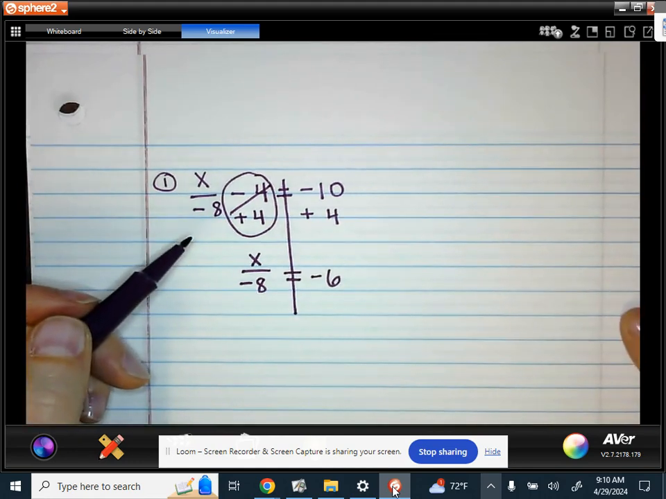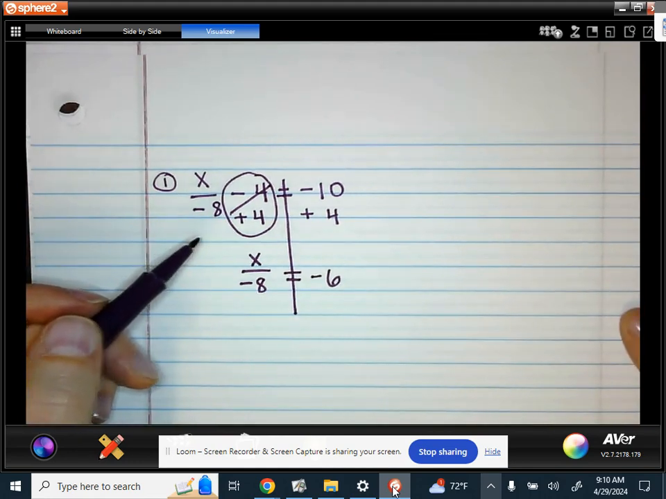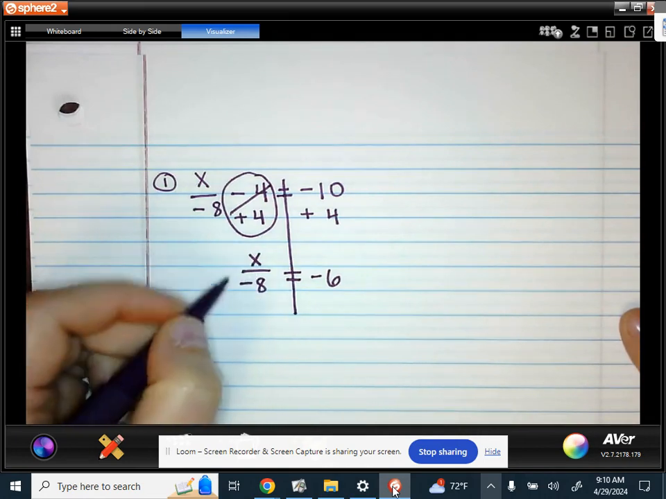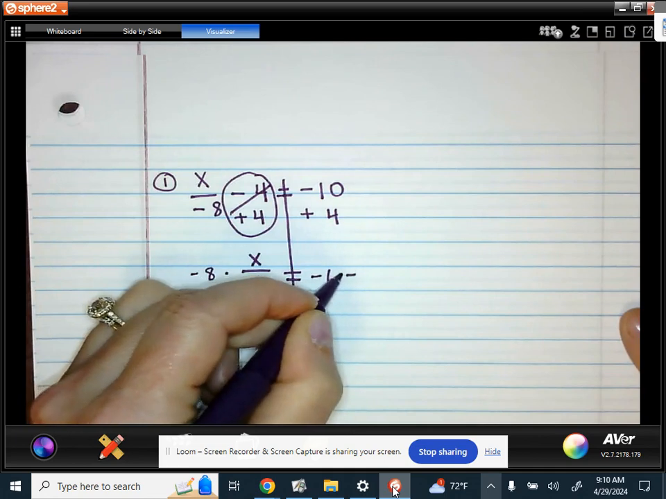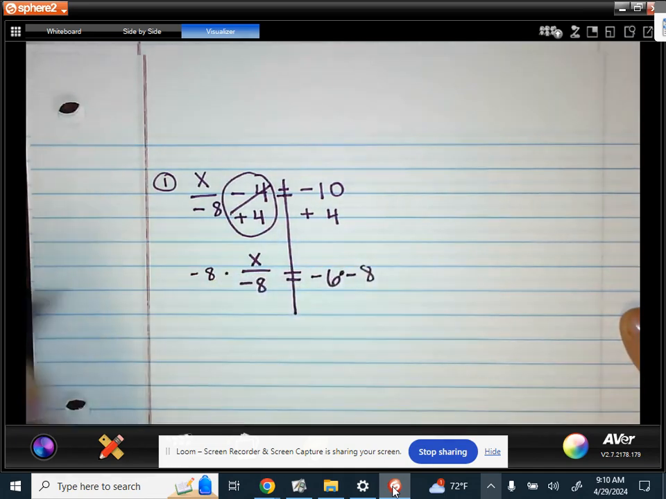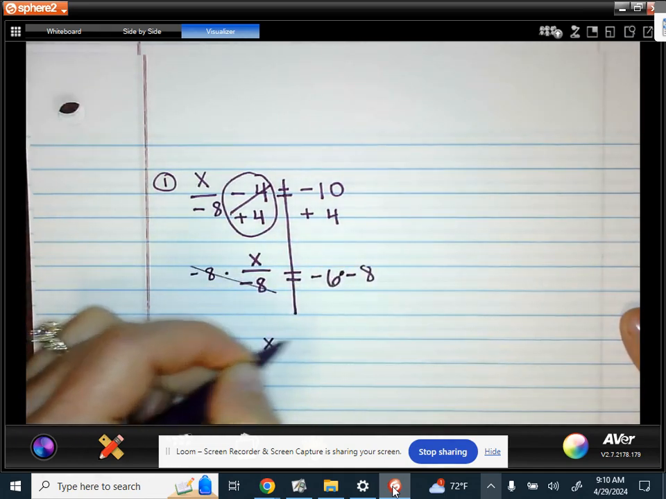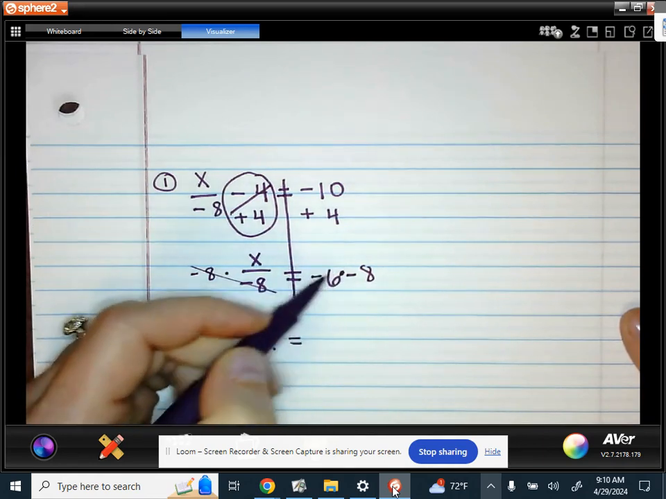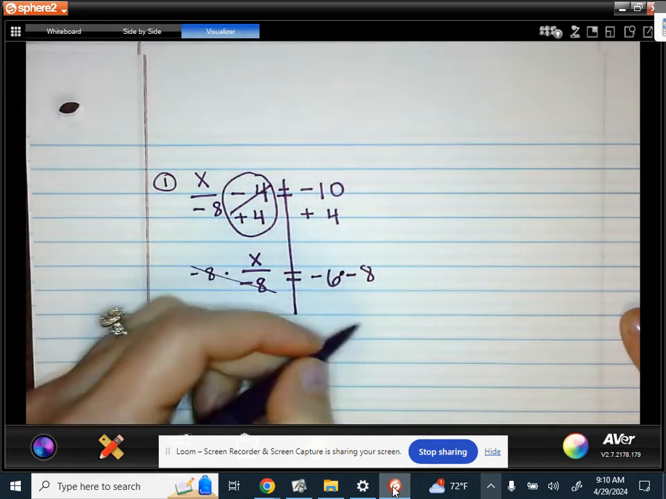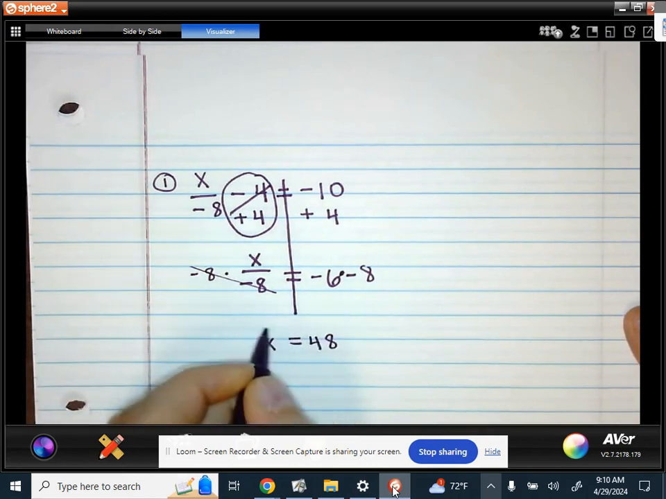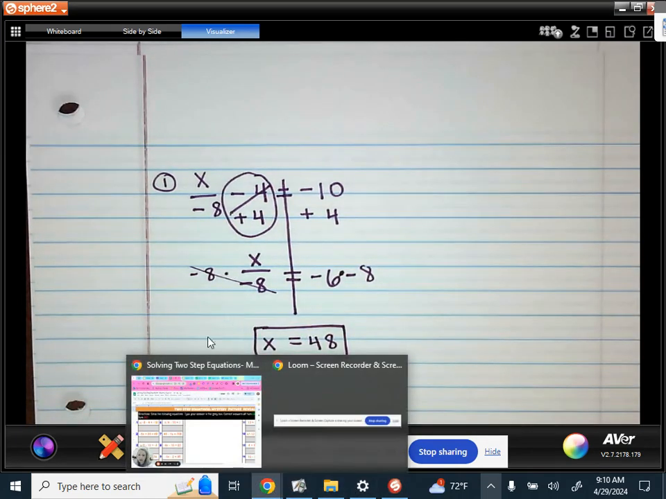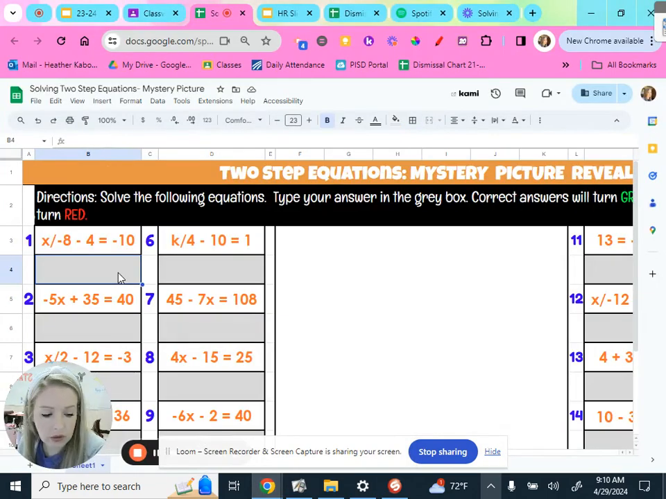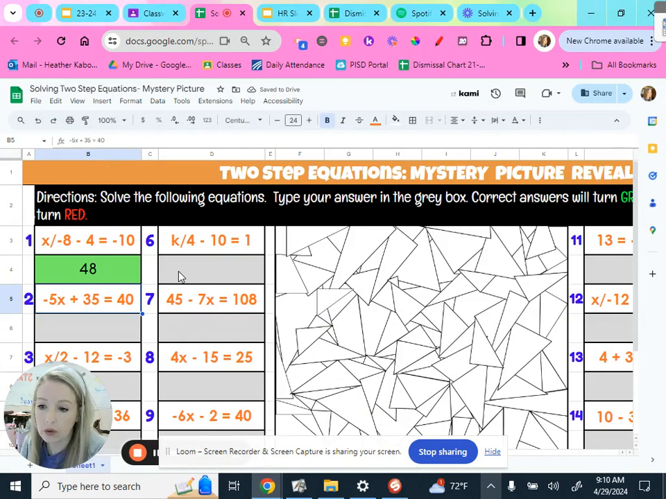After we get rid of adding or subtracting, then we can get rid of multiplying or dividing. So I see dividing here, which means I need to multiply both sides by -8. That's going to cancel out, leaving just x. Dorito Man says that a negative times a negative is a positive. So that's going to give me positive 48. If you type that in, you do not need to put the x. So you're just going to put 48 and it should turn green. So we know that we're right.